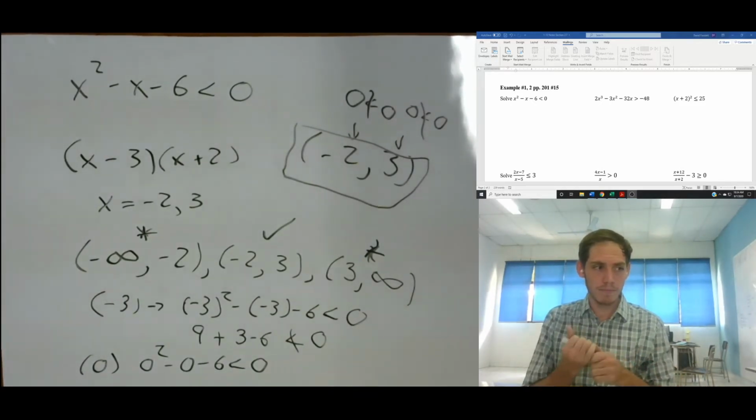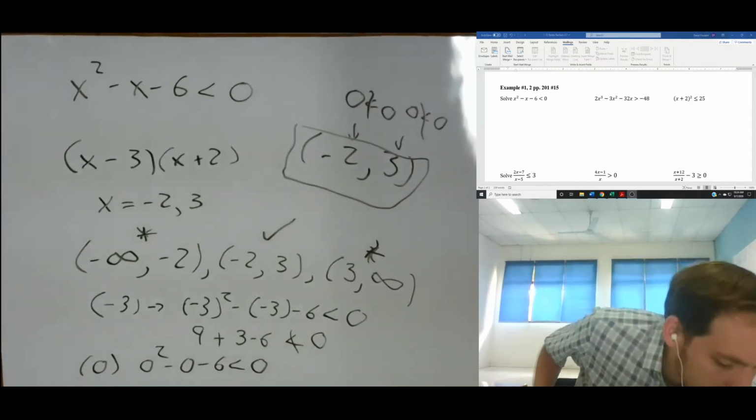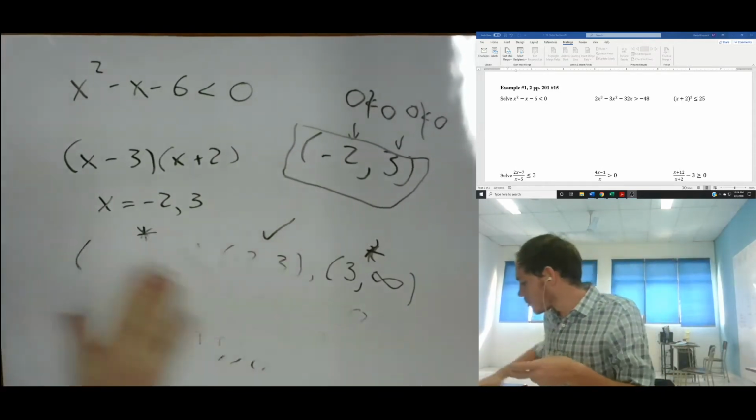Actually, two more. Yeah, two more. Okay. Sorry, I was looking at the time, trying to figure out what is going to be reasonable.